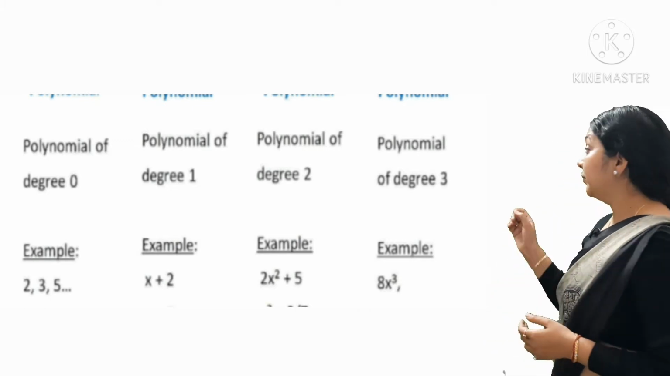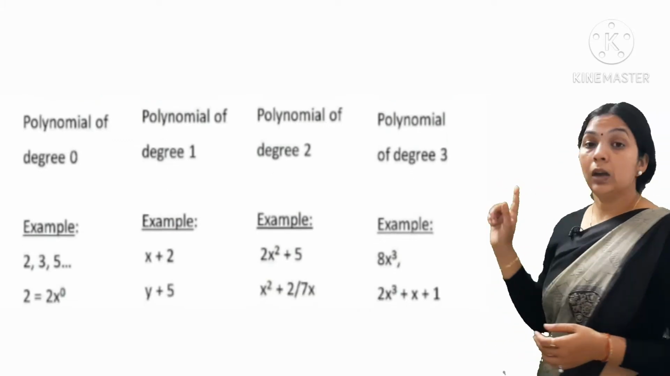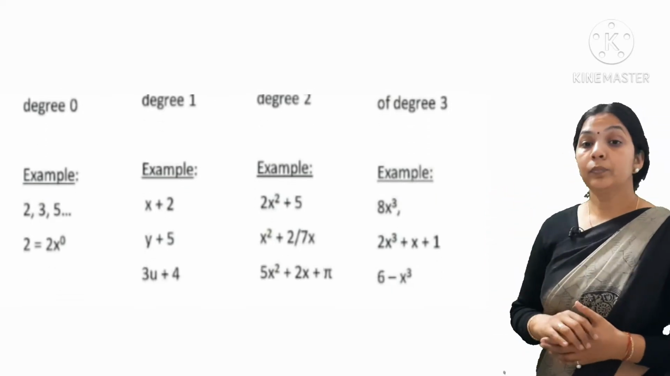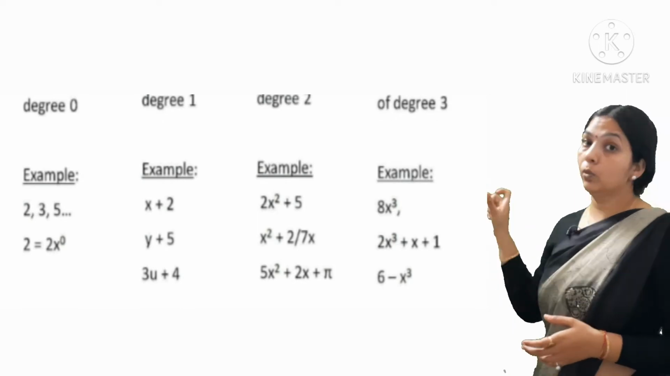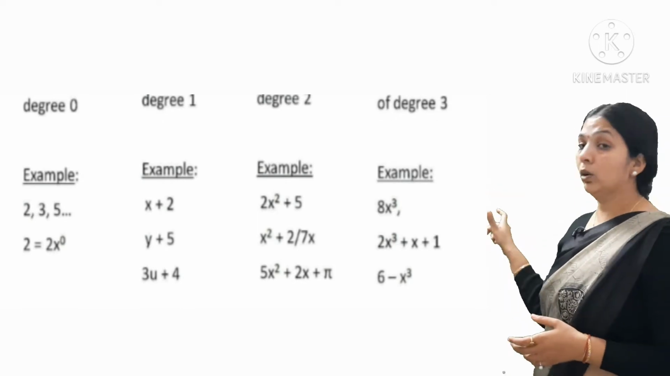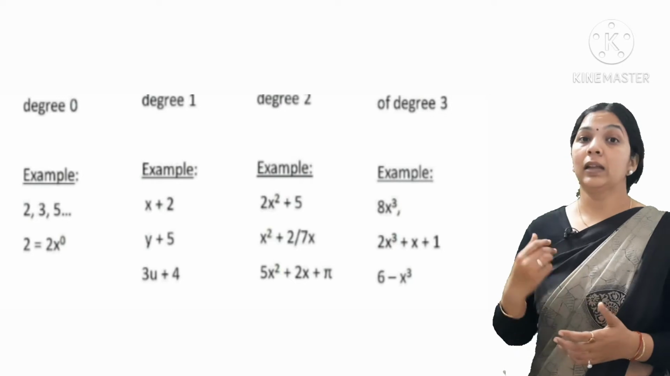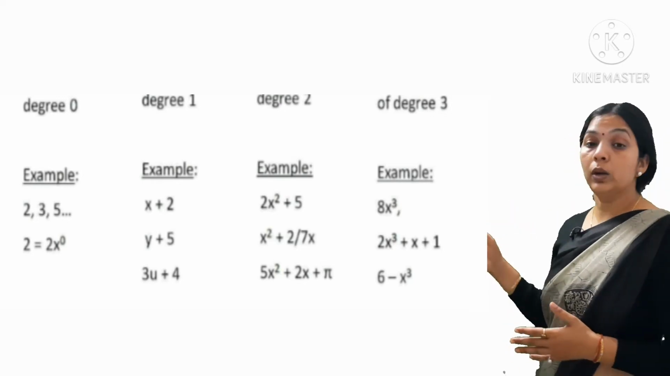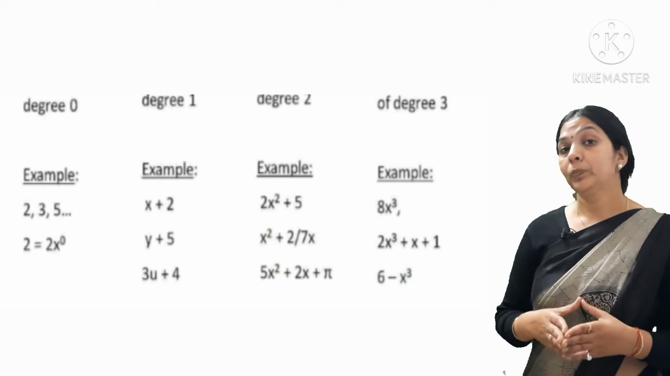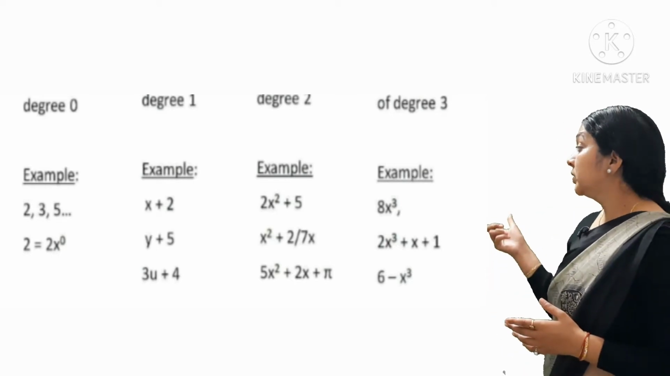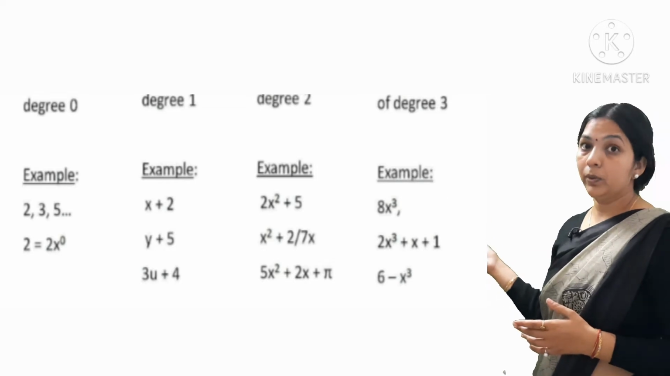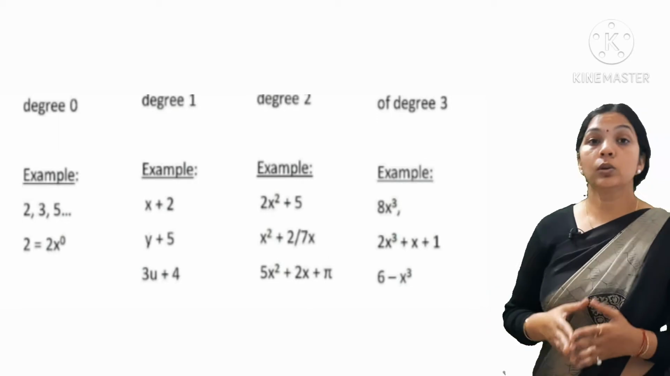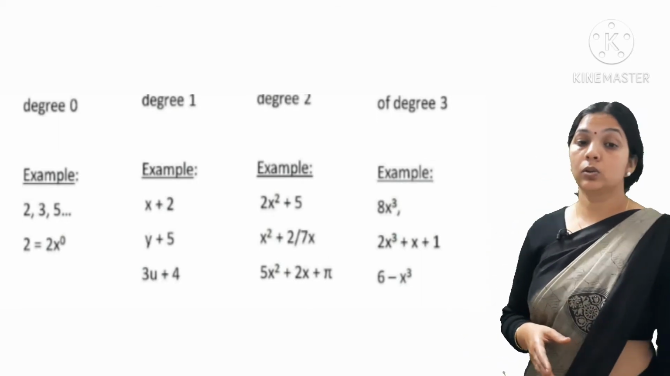Now, cubic. If we write x cube, this is a cubic polynomial. Here, it is a monomial. The cubic monomial means it is having 1 term and the degree of the polynomial is 3. The next one is 2x cube plus x plus 1. Now, we can say that it is a cubic trinomial because it is having degree 3 and the number of terms is 3. So, you can name it like this also.